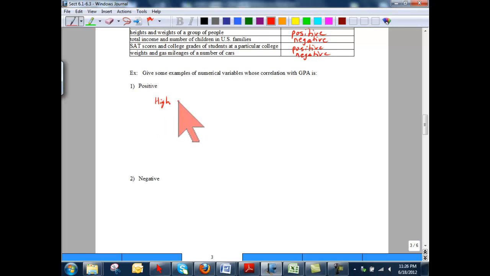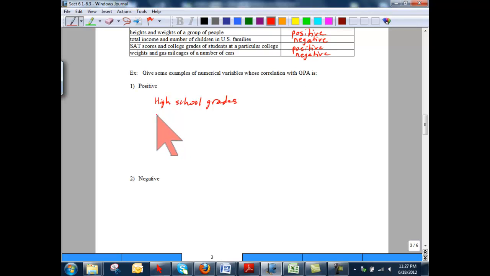High school grades. So here I'm thinking about college GPA, by the way. So students who tended to get good grades in high school also tend to get good grades in college. So I could think about a high school GPA.